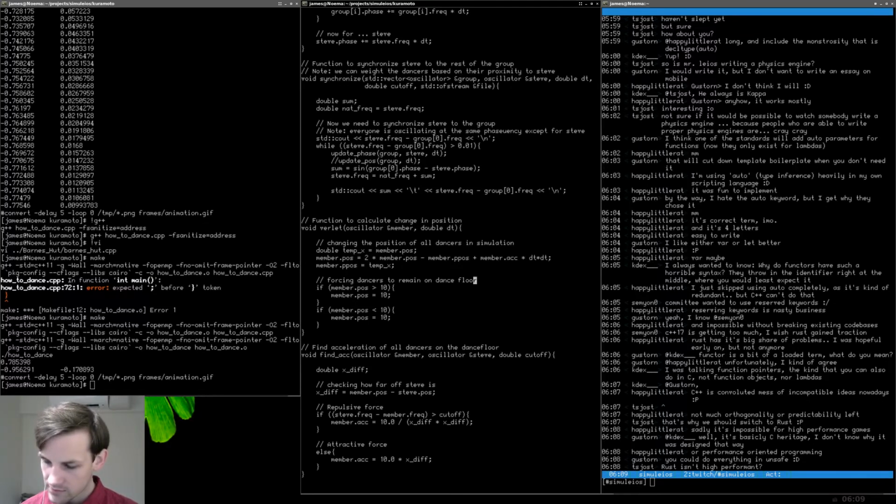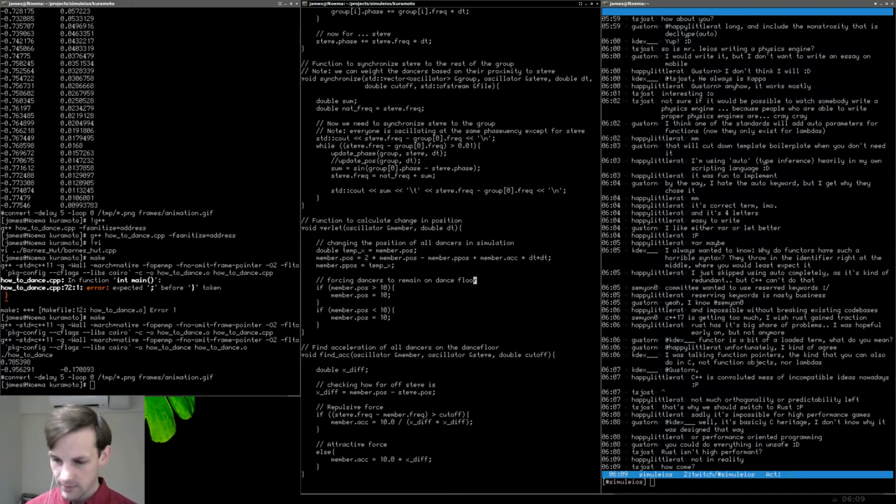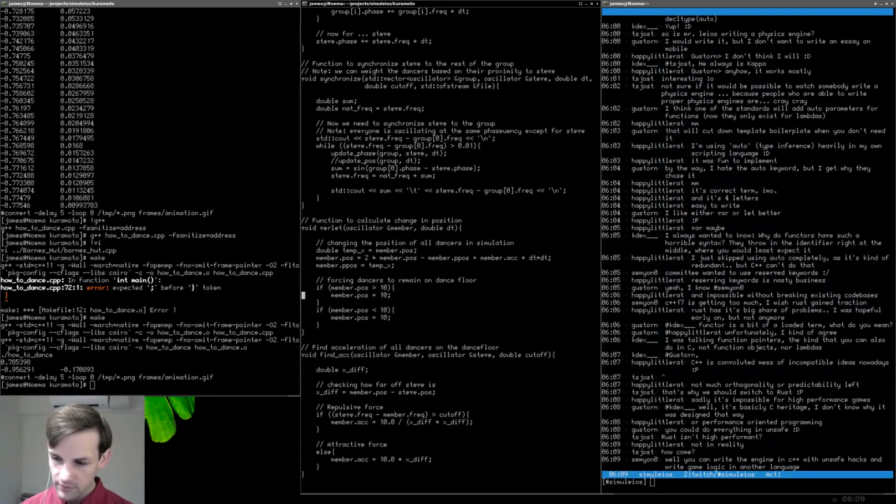Good. Rust isn't high performance. Not sure. So actually, Gustorn has been using Rust a lot. We can write the engine in C++ with unsafe hacks, and write game logic in another language. Yeah, I think a lot of people do that, right? I mean, that can't be too terribly uncommon.